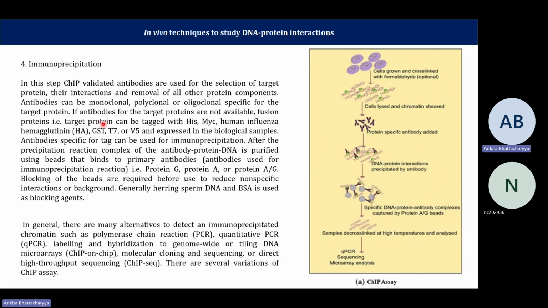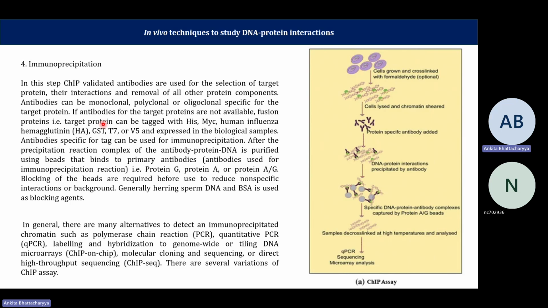So, yeah, after the precipitation reaction, this complex can be purified, and much similar to the protocol which is followed for Western blotting, you also need to perform something called blocking of the beads. Basically, think of the beads like the parallel to that of a membrane, a PVDF or a nitrocellulose membrane that you use for Western blotting. So there, the membrane is where your proteins are binding. Much similar to that, here your beads are where your antibody is going to bind. So you do not want any non-specific binding.